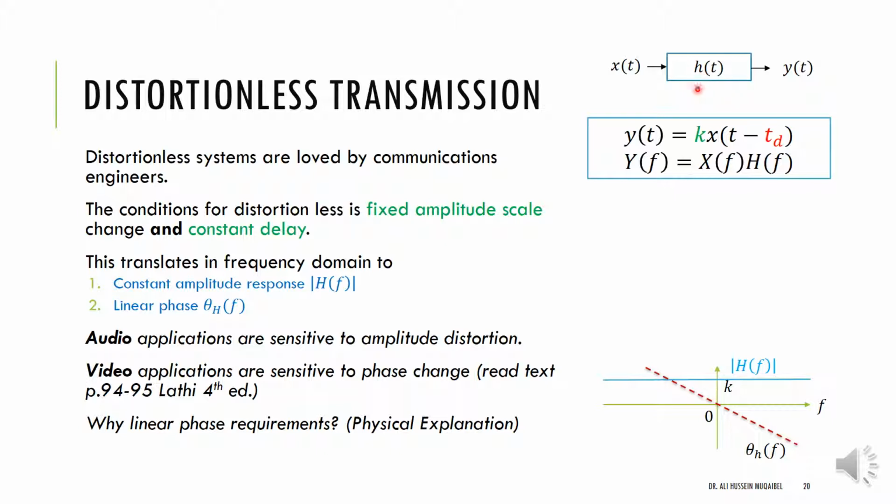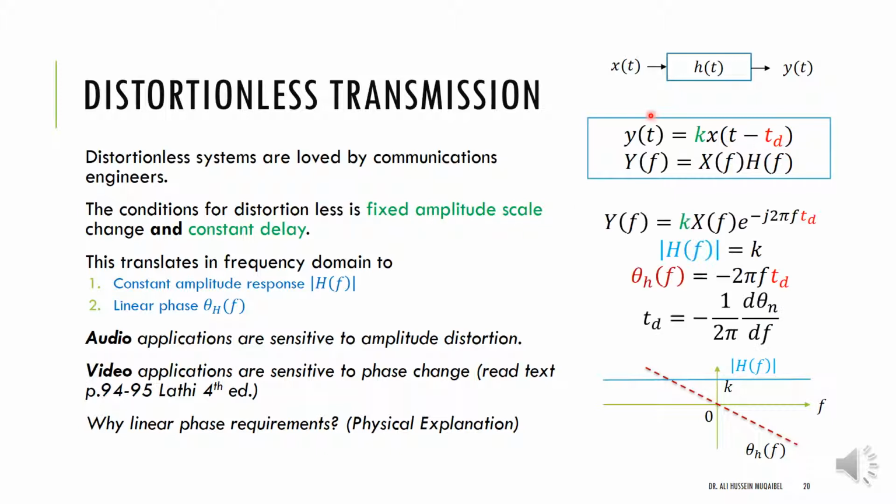Okay, so the condition for a distortionless system is constant amplitude, a fixed amplitude scale, and constant delay. If you apply the Fourier transform equation here, you'll find that Y(f) equals X(f) times K times an exponential. So in the frequency domain, the magnitude must be fixed, but the phase is now not constant. The phase should be linear, a function of frequency. We'll explain the meaning of linear phase in the next slide.